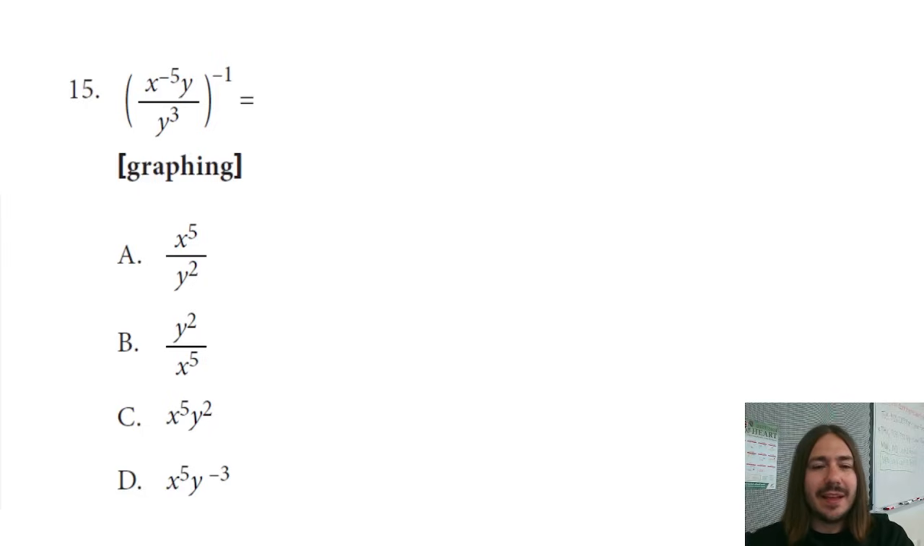Number 15 doesn't really say anything. It just has this expression, and we're supposed to simplify it, I assume.